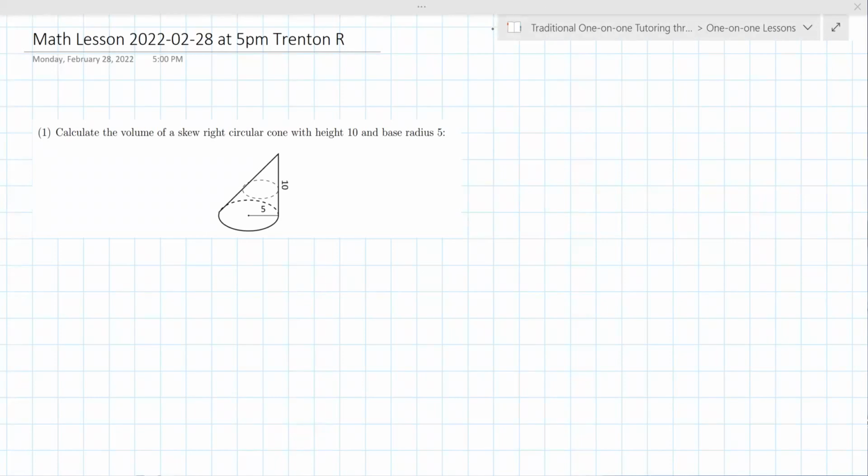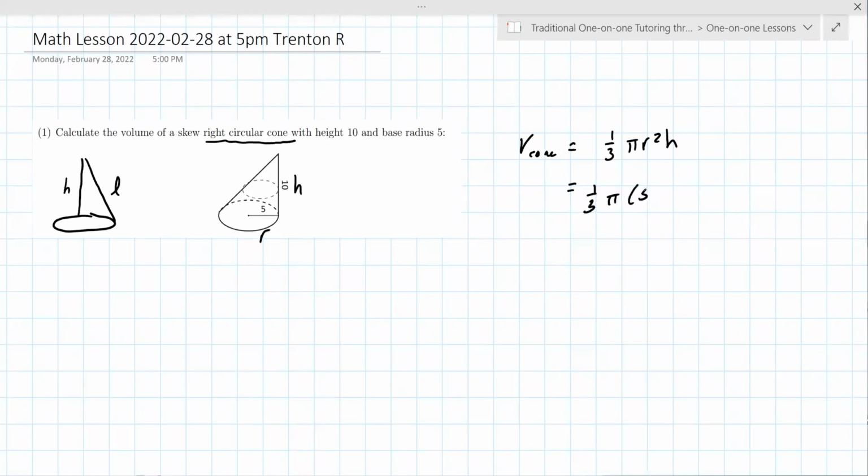Calculate the volume of a right circular cone with height 10 and base radius 5. So this seems out of scope, but the volume of a cone is 1/3 pi r squared h. The reason it's important that it's a right circular cone is that if it wasn't, sometimes they give you what's called the slant height down the side instead of the height, and you actually want the height. So here, you've got all the numbers, it's just 1/3 pi 5 squared times 10.